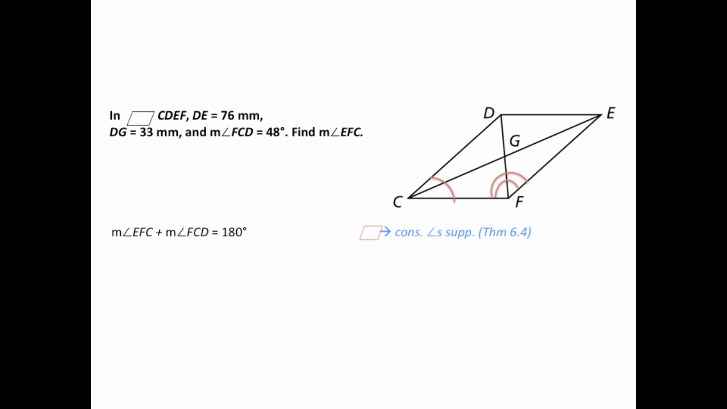That's our theorem 6.4. So using that, we'll plug in the FCD being 48 degrees, and that will allow us to solve for the measure of angle EFC. So here we have the measure of angle EFC plus 48 equals 180. That's just by substitution. So the final step to solve for the measure of angle EFC would be to subtract 48 from both sides, leaving us 132 degrees for the measure of EFC. So now we know the measure of that angle.